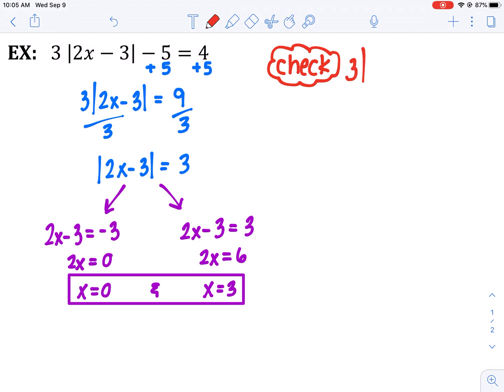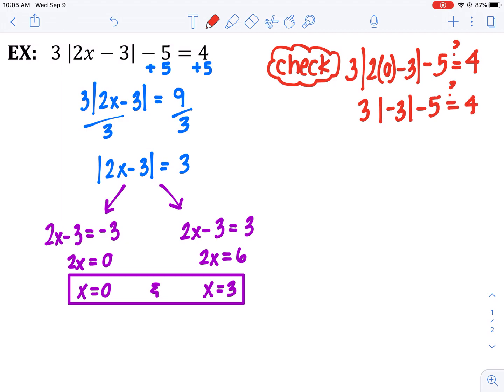So I'm plugging in 0 first, and I'm putting that question mark. Is this true? What's this 3? Absolute value -3. Can't tell yet. I know the absolute value of 3 is +3, so if I multiply, that's 9. I get 4 equals 4. Okay, so x equals 0 is a good answer. It's not extraneous. Checking the next point of 3.